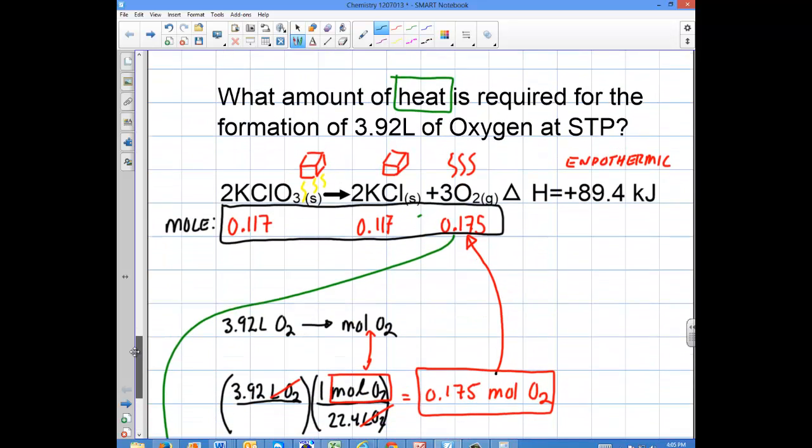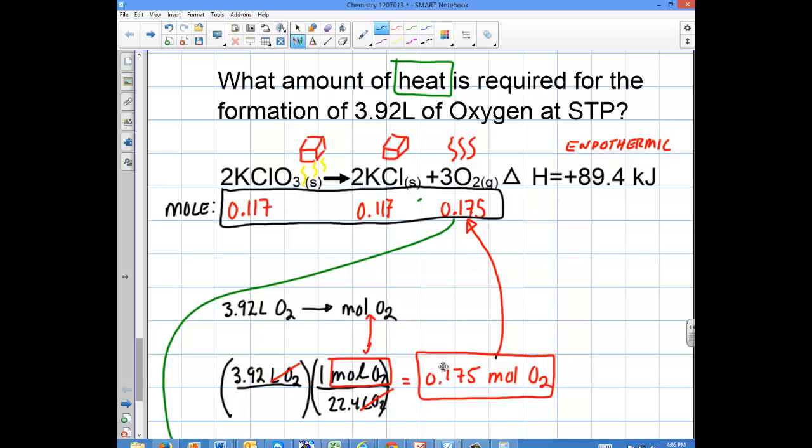This delta H here, what does that mean? How do I put that into a dimensional analysis problem here? Basically what we do is we know that this heat of formation is good for all of these ratios. Okay, so for every 3 moles of O2, I get this much heat. For every 2 moles of KCl, I get this much heat. And for every 2 moles of KClO3, I get this much heat. And it doesn't matter which one you choose. I just chose oxygen this time, so fine. I could have chosen KCl. I'll get the same exact thing because these ratios will adjust. Okay, they'll adjust very quickly.